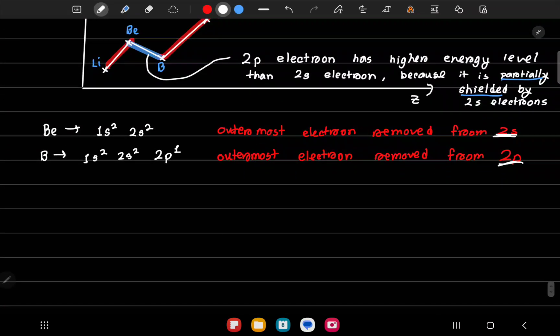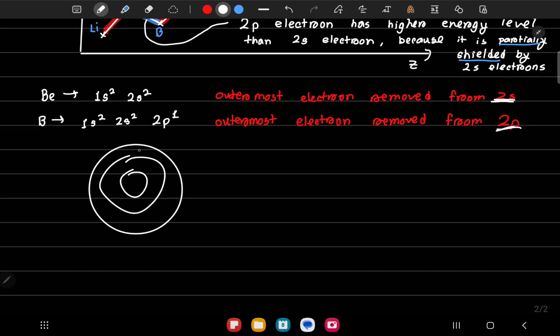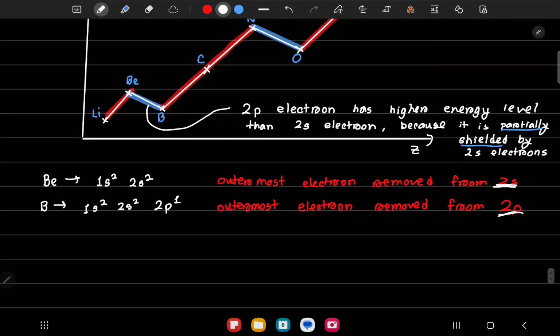So in normal cases, we talk about shielding in terms of whole shells. If I have something with 3 electron shells, we say the third electron shell is shielded by the first and the second one. However, we are saying here that the 2p subshell is shielded by the 2s subshell. So when we are talking about a subshell, we say it's partial shielding.